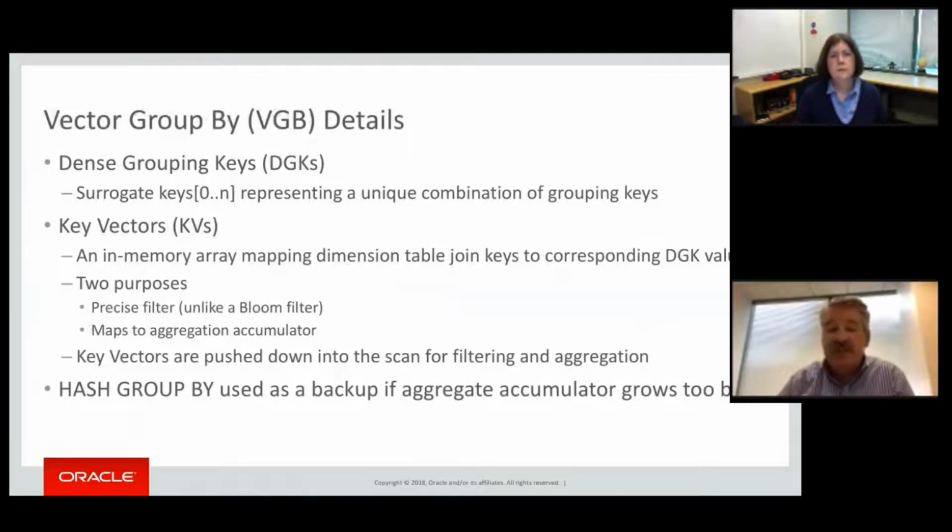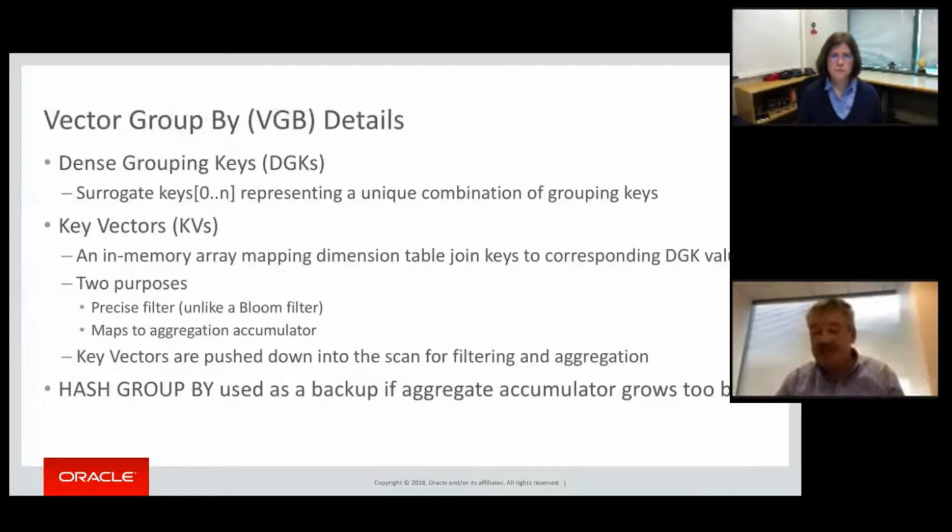And again, I'll describe this a little bit, but the main difference between a key vector and a Bloom filter is it's precise. So there won't be any false positives. It'll be a little bit larger, but it'll still be a dense memory structure. And it'll map directly to our aggregation accumulator, that area of memory where we're actually doing the aggregations. And I'll show you a demonstration of how that works. And then the key vectors are still pushed down into scan, just like Bloom filters. And again, we're able to then do the aggregation and populate the sum.